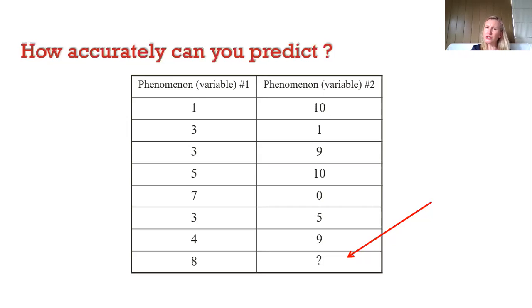So with confidence, could we predict what that question mark would be in variable number 2's column? I don't think we can. It looks pretty all over the board. And if we put this on a graph, you might be able to see visually, oh, I can't see a relationship happening here.